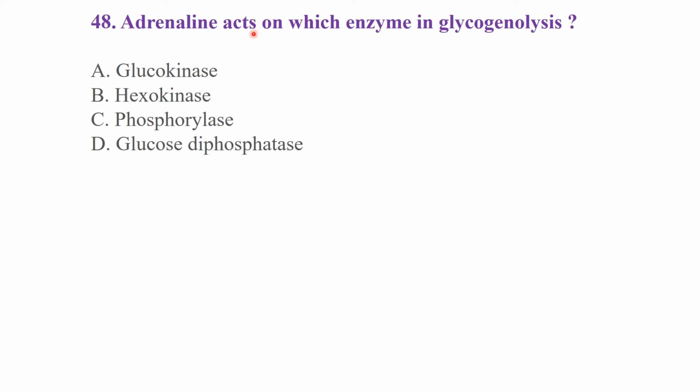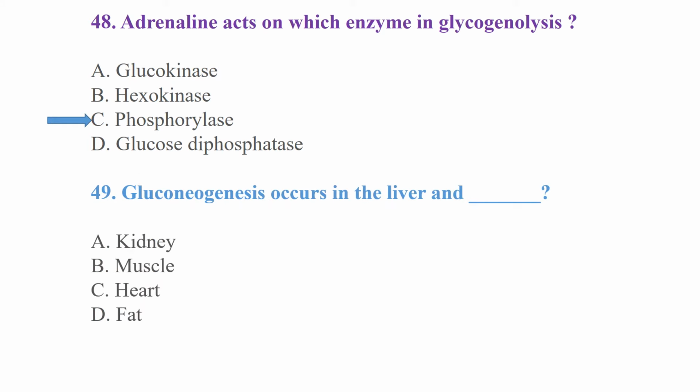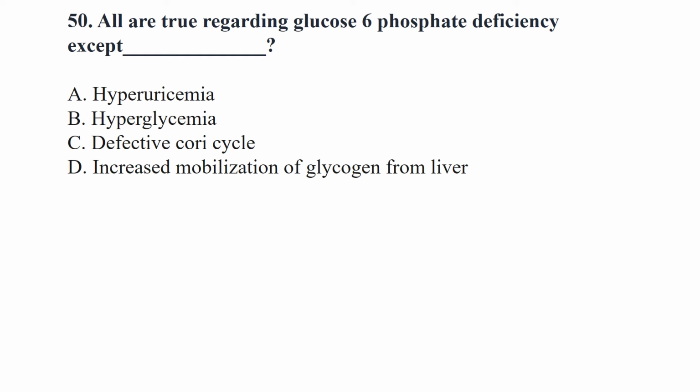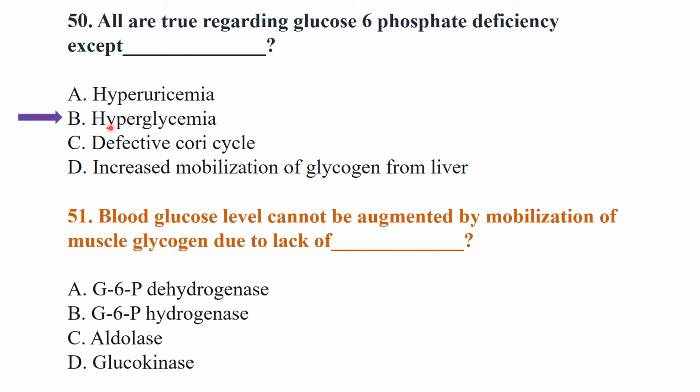Adrenaline acts on which enzyme in glycogenolysis? Phosphorylase. Gluconeogenesis occurs in the liver and kidney. All are true regarding glucose 6-phosphatase deficiency except hyperglycemia. Blood glucose level cannot be augmented by mobilization of muscle glycogen due to lack of glucose 6-phosphatase.